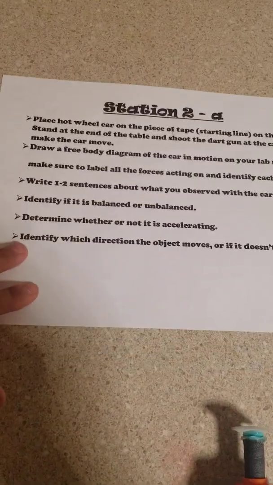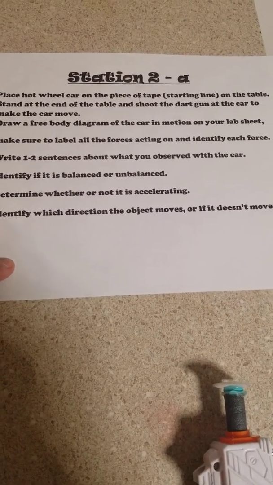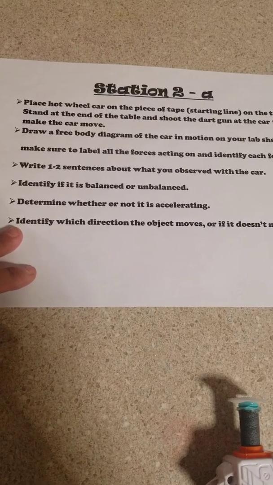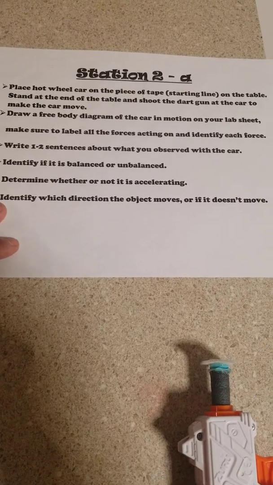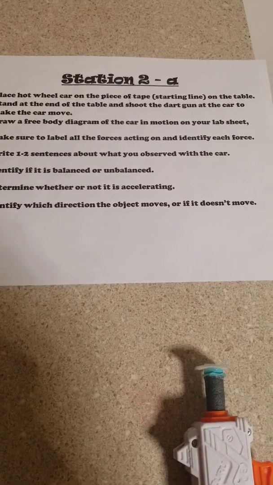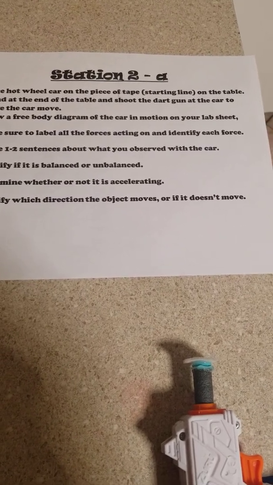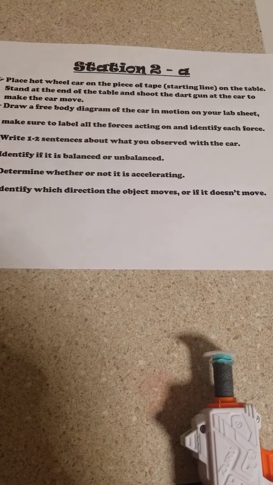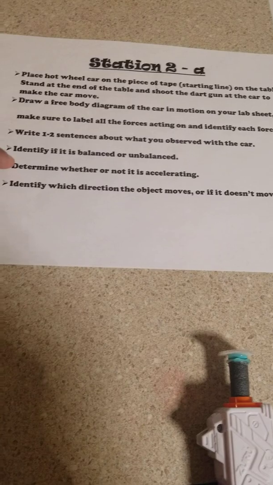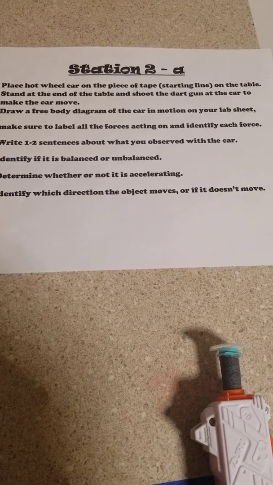Let's go to station 2A. Station 2A states that you're going to place a Hot Wheels car behind a piece of tape, which is the starting line on the table. It says here, stand at the end of the table and shoot the dart gun at the car and make the car move. Draw the free body diagram of the car in motion on your lab sheet. Make sure to label all of the forces that are being identified during this station. Make sure to write 1 to 2 sentences of your observation. Is it balanced or unbalanced? Determine if it's accelerating, and if so, what direction is it accelerating?